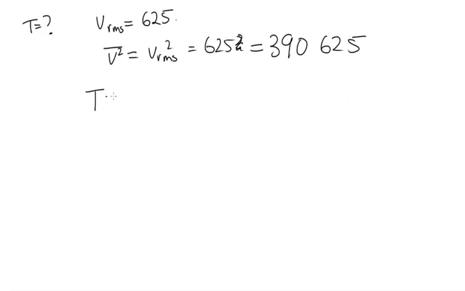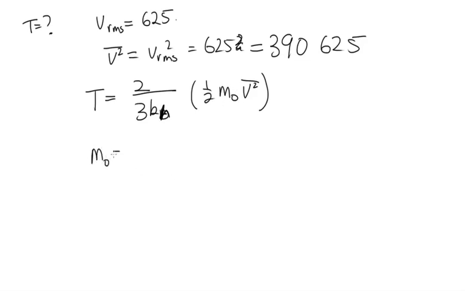Now, temperature is equal to 2/3 kB times the average kinetic energy. So we've got this velocity squared. kB is just a constant that we can look up. What we need to work out is the mass of an oxygen molecule. If we look it up on the periodic table, oxygen has an atomic mass of 16. So to get the molar mass, it's a diatomic molecule, so we need to times this by 2. And this is grams per mole.